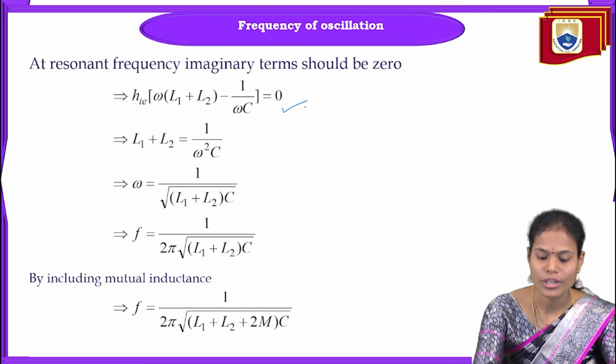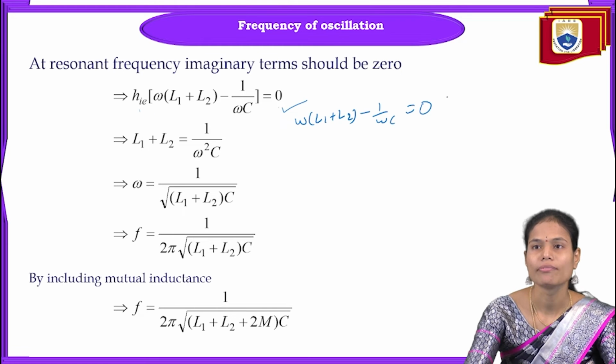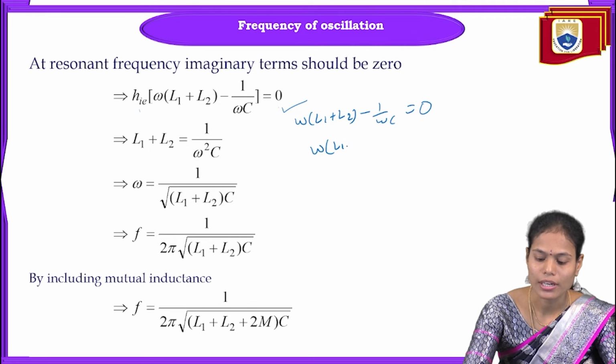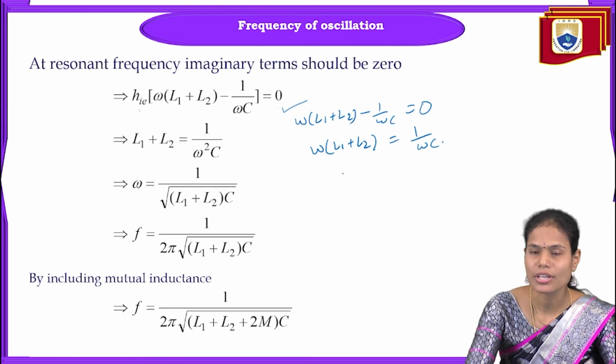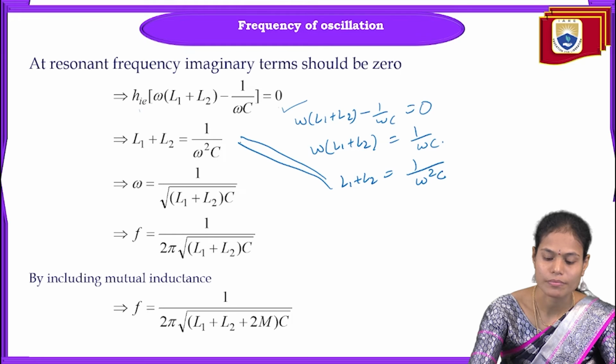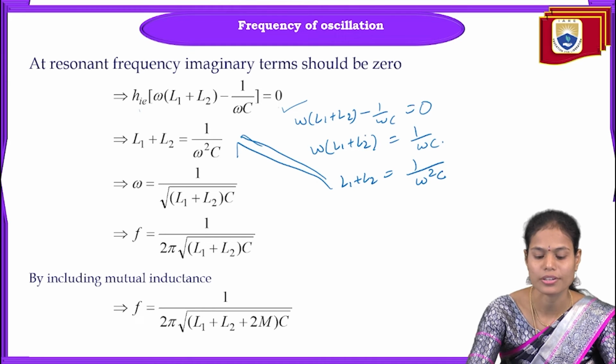So in this case, what I am doing here is omega L1 plus L2 minus 1 by omega C is equal to 0. So I have taken this to the right side. And next, again, omega L1 plus L2 is equal to 1 by omega C. And next I can write it as L1 plus L2 equal to 1 by omega square C. We are taking this one to the right side.